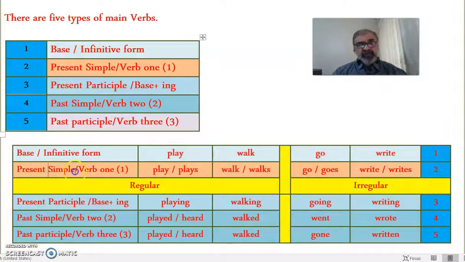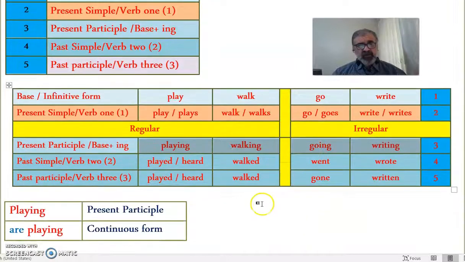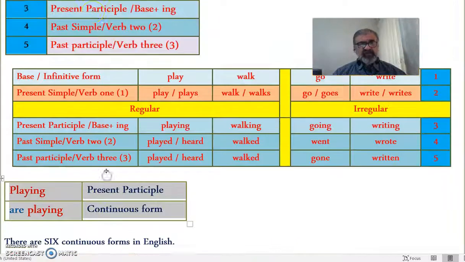Now, as for the present simple, it's a verb that ends with an S or ES or without any S or ES, and this depends on what we discussed earlier in our previous tutorial about the subject-verb agreement, whether the subject is singular or plural. Now, as for the present participle, which is called the base ing, in this case playing, this is not the continuous form. We're going to discuss it in a minute.